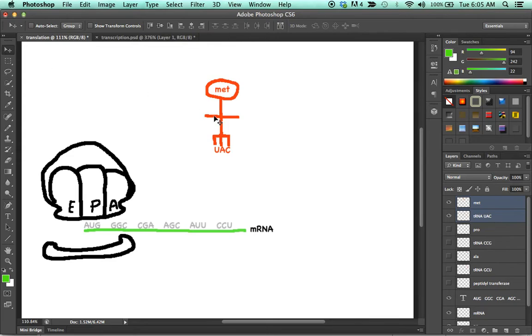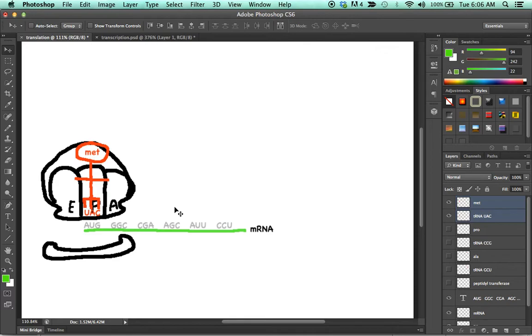So what happens here is that this tRNA molecule gets into the P site, and the tRNA is bound into the P site because the anticodon complements the codon sequence in the mRNA. So this calls for this specific tRNA molecule to occupy the P site of the ribosome, as you can see here.